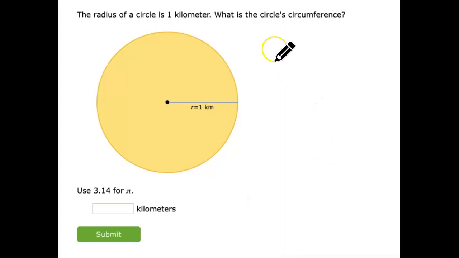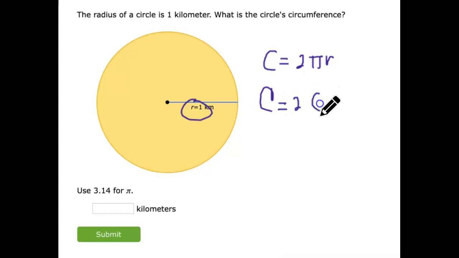All right, so we're solving for the circumference. We're just going to look at what data we have. Our data is just radius, so we could use the formula 2 pi r. Okay, so we're just going to substitute the value. So C is going to be 2 times, we said that the pi should be 3.14, and our radius is 1. So that's an easy problem.